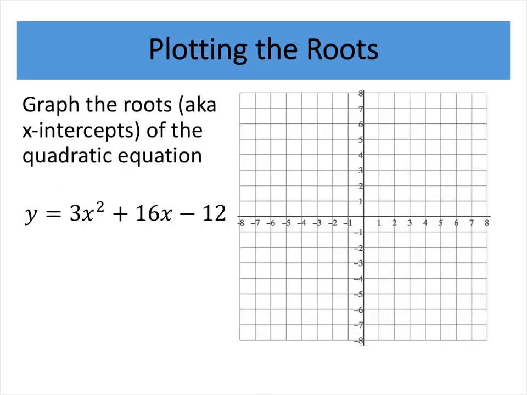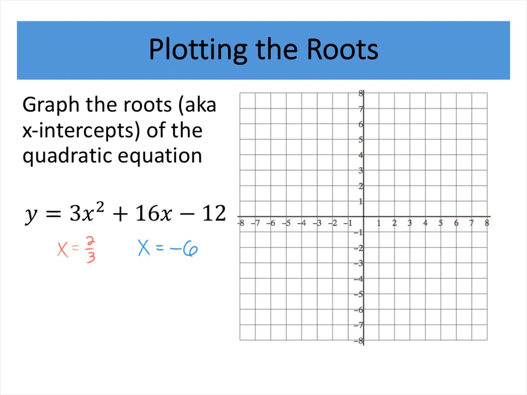So what I'm going to do is graph the roots, or the x-intercepts. And remember that one of those x-intercepts was 2/3, and the other x-intercept was negative 6. Now on my graph, we're not going to graph anything other than the x-intercepts because I want you to see how that works. And remember, the x-intercepts is where the curve is going to cross this line.